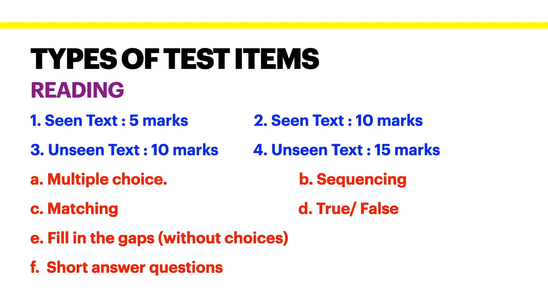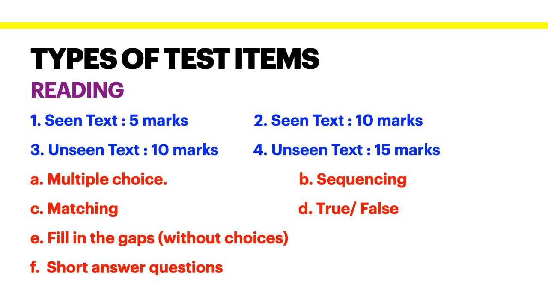Types of test item in reading. You will find there seen and unseen texts. Two seen passages are given over there. It is passage reading. You have to read the given passage and answer the given questions. Two unseen passages are given over there. First carries 5 marks, and normally poems or short passages are given over there in the first type. Second carries 10 marks, and on unseen, first carries 10 marks, second carries 15 marks. So it means from seen you will be asked questions of 15 marks, whereas from unseen you will be asked the questions of 25 marks.